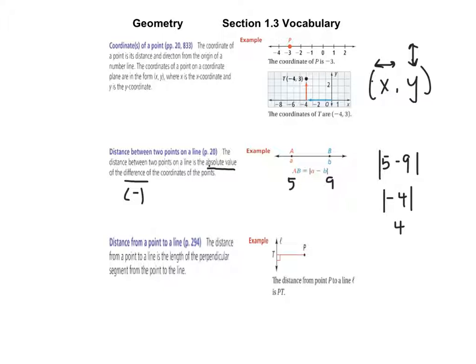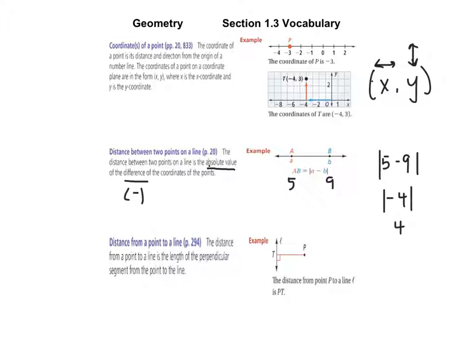Okay, third word is the distance from a point to a line. Okay, we don't talk about this a ton, but I wanted to put this in here to kind of discuss it a little bit. It says here the distance from a point to a line is the length of the perpendicular segment from the point to the line. Now, we haven't really talked about perpendicular. We're going to talk about that here in a second. But perpendicular means two lines intersect to form a right angle. And you can see that here.